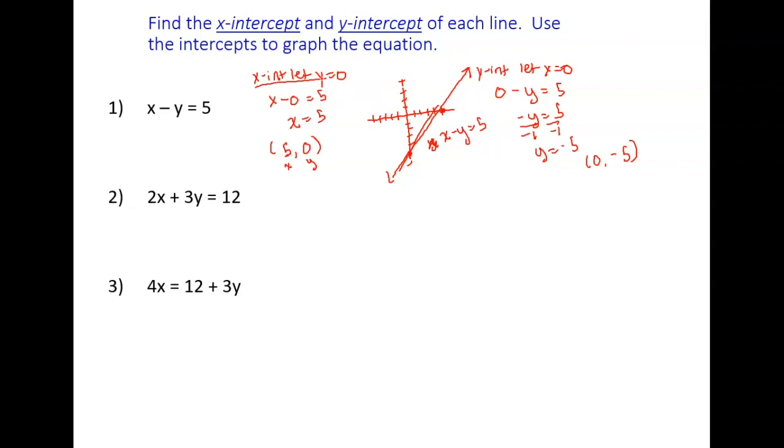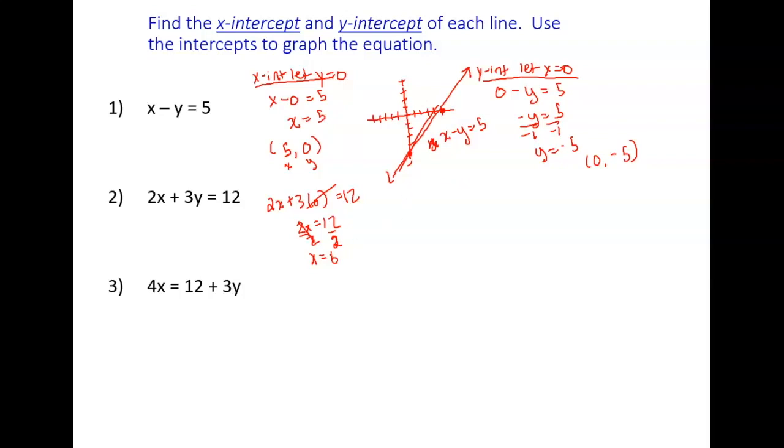So all I did was my x-intercept and my y-intercept. So we can do the same thing down here. So let's let y equal 0. So I get 2x plus 3 times 0 equals 12. That goes away. So I get 2x equals 12. Divide both sides by 2 to get rid of that 2. X is equal to 6. So that just goes back to our algebra. So 2x equals 12. To get rid of the 2 in front of the x, I divide out that 2, and 12 divided by 2 is 6.